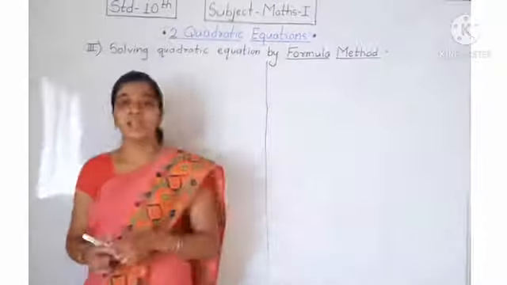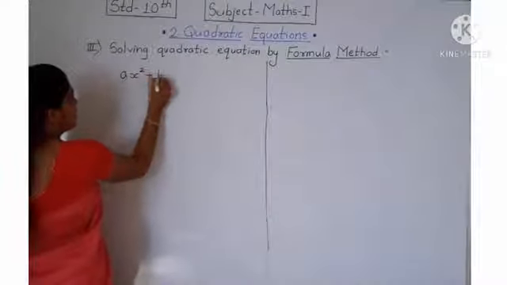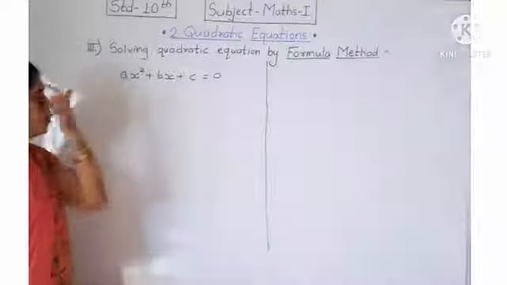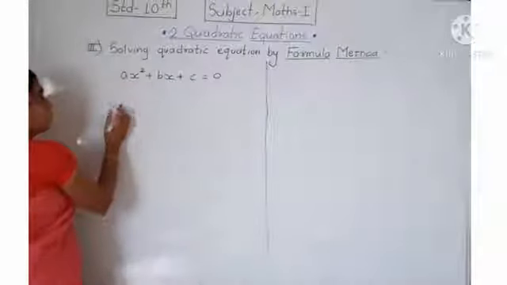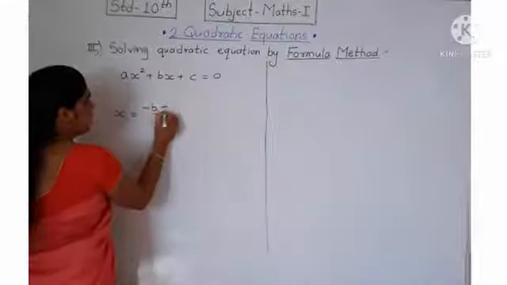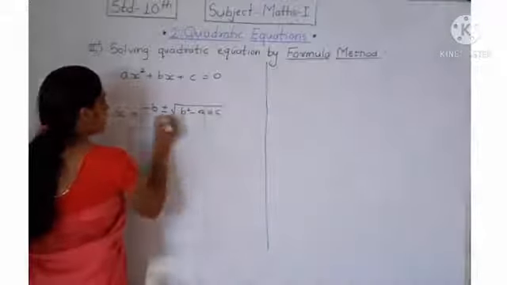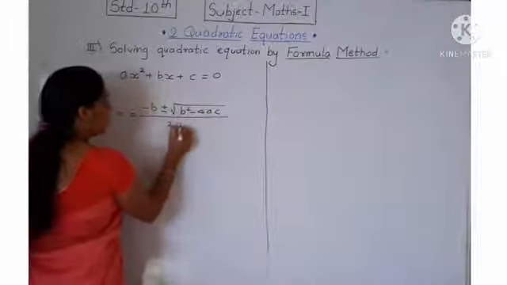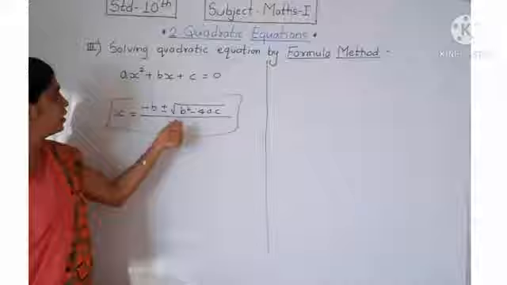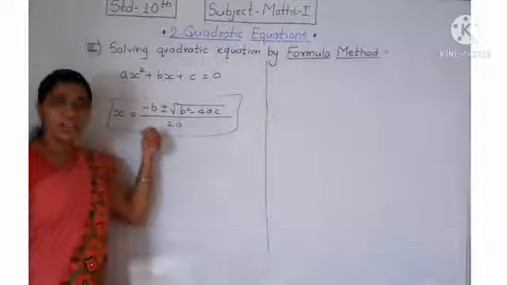In the formula method, suppose this is the quadratic equation, ax square plus bx plus c is equal to 0. Then by using the formula method, we can find the roots of this quadratic equation as x is equal to minus b plus or minus root b square minus 4ac upon 2a. This is the formula method. By using this formula, you can find the solution of the quadratic equation.